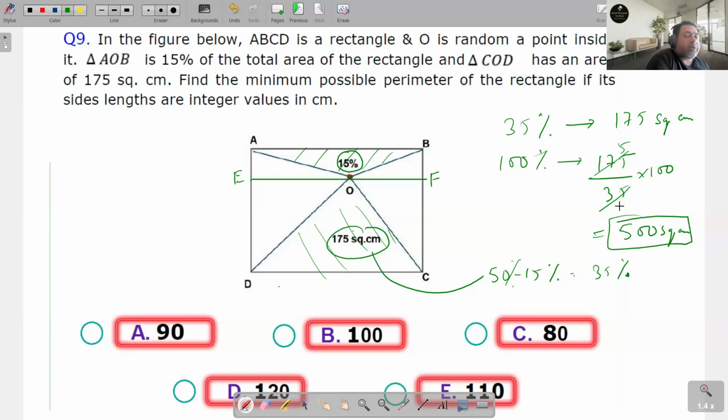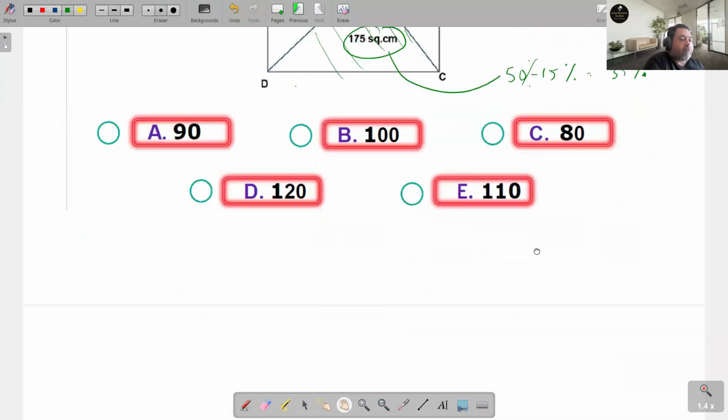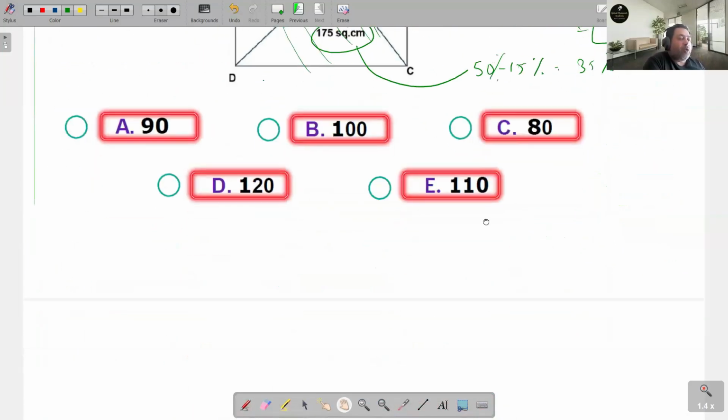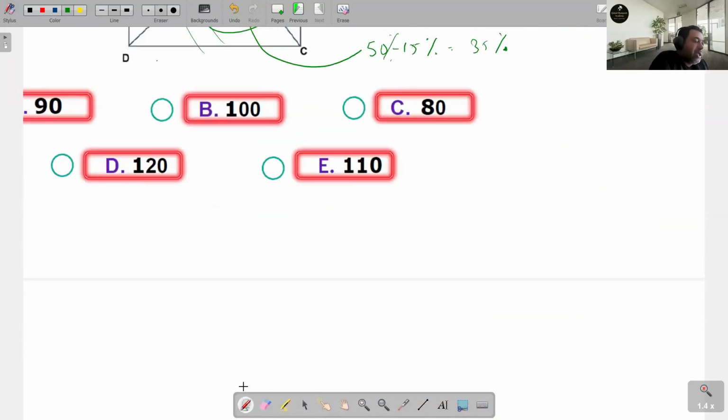I hope this part is clear. All right. The entire area is 500 square centimeters. Sorry. All right. Now it says find the minimum possible perimeter of the rectangle. So this is the area of the rectangle. Okay. So for minimum possible perimeter, with integer sides, what we need to do? We need to understand that the perimeter is equal to 2 into length plus width, and the area of a rectangle is length times width.